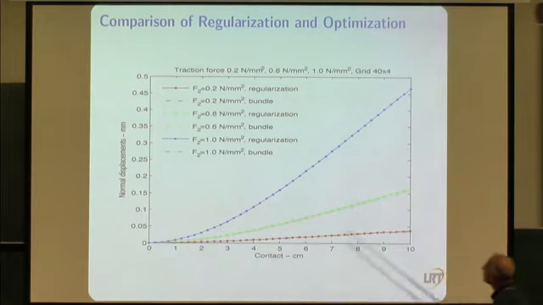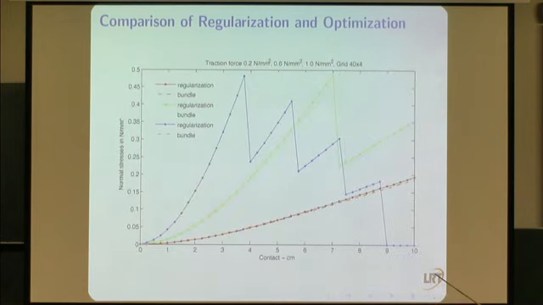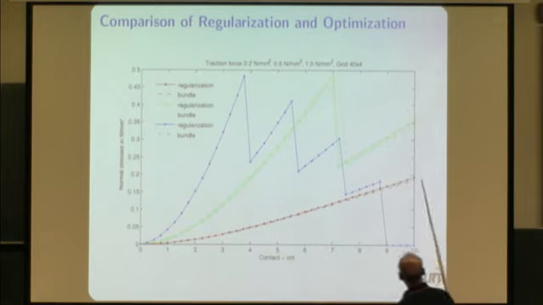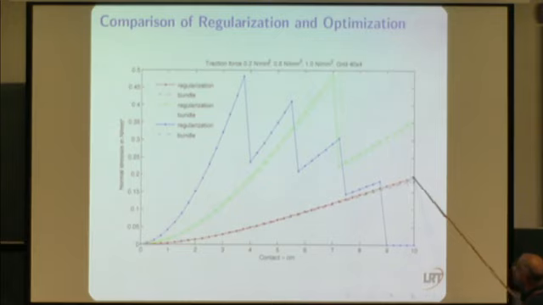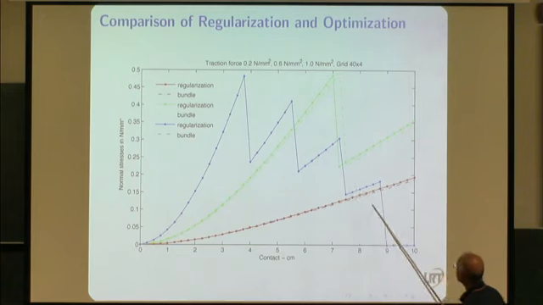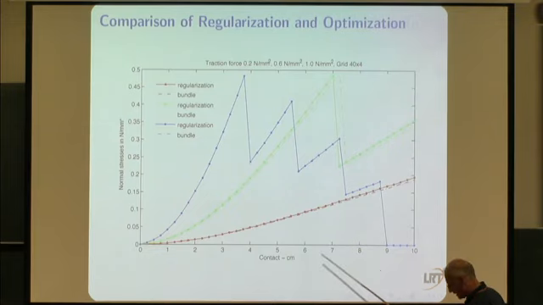Now we have two methods at hand. We can compare bundle versus regularization, and you see that it also depends on the traction force. Here there is practically only linear elasticity behavior. There are no jumps here, but the jumps occur with a higher traction force, and we have practically coincidence of these two methods, and you see also in the figures the same results, and this is where I want to stop. Thank you very much for your attention.